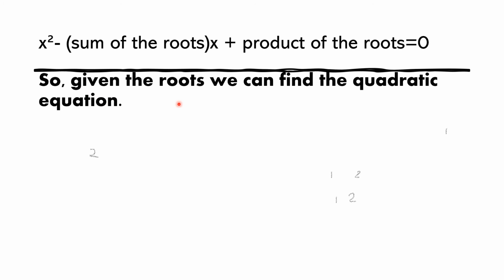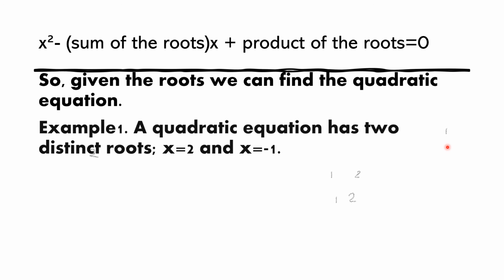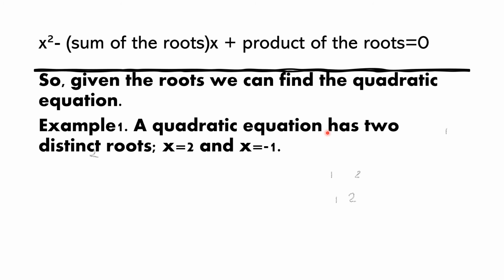It means now that given the roots, we can find the quadratic equation. So please remember this pattern here: x squared minus whatever the result for the sum of the roots times x plus the product of the roots is equal to 0. Okay, so a quadratic equation has two distinct roots. First root is x equal to 2, and the second root is x equal to negative 1. So what are we going to do? Simply get the sum of the roots.